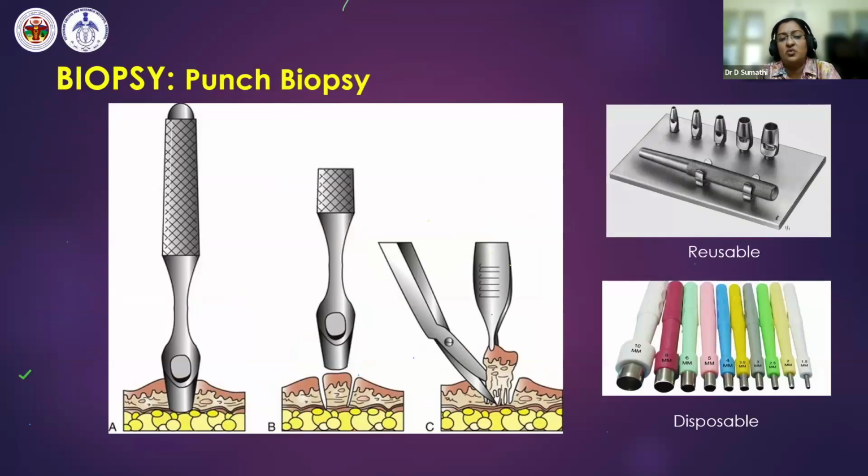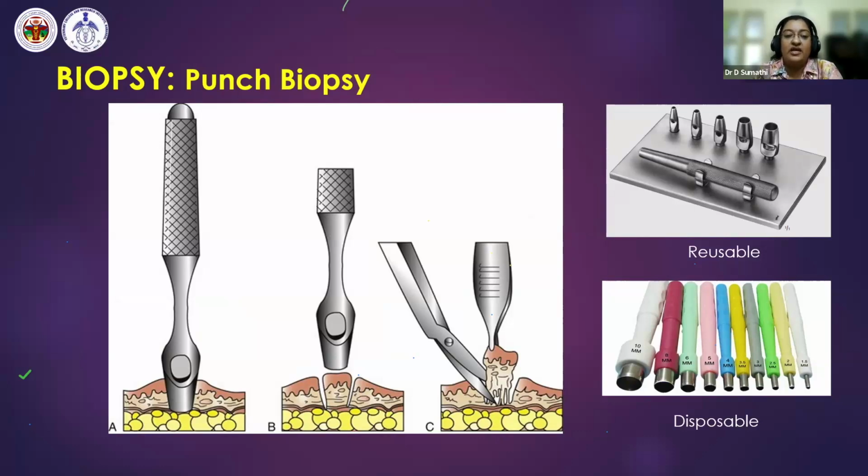And punch biopsies, there are two kinds available. One is reusable, another one is disposable. They are available in various sizes, but whenever I am sending a sample to a pathologist, they look for a bigger sample. So mostly I use 8 mm punch biopsies. When it is going to be near the nose, ear, or foot pads, then you can go with the smaller sizes.